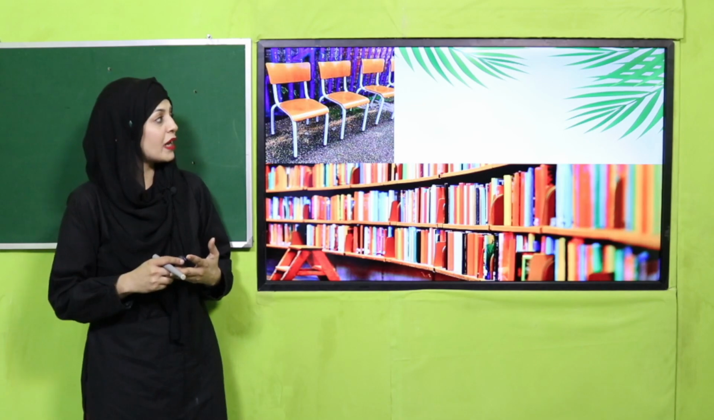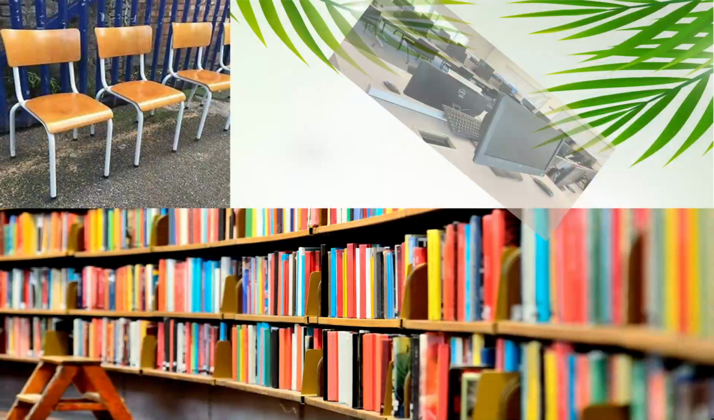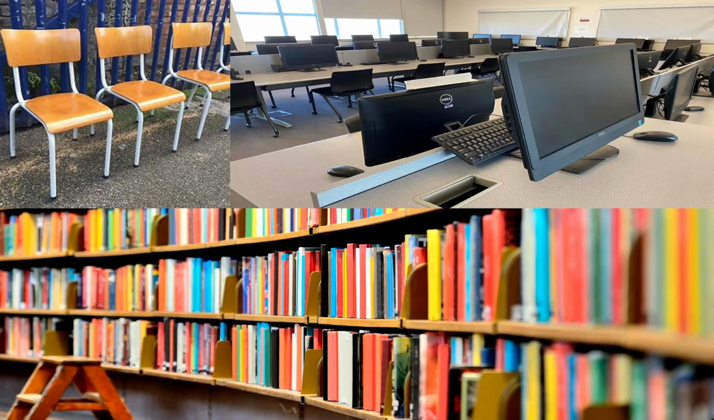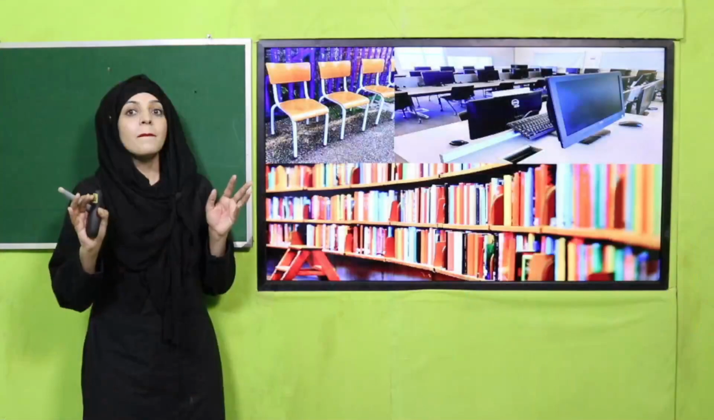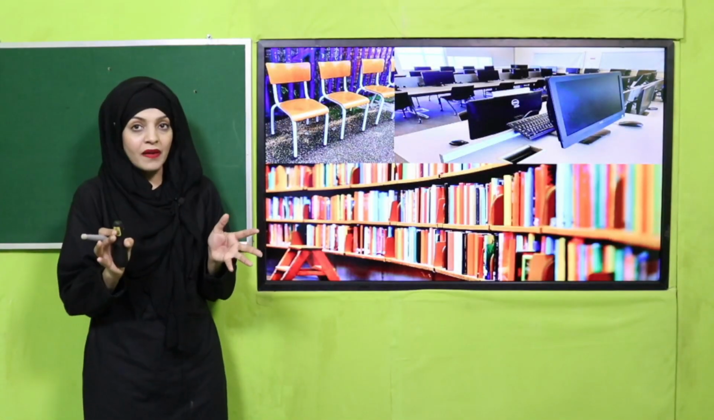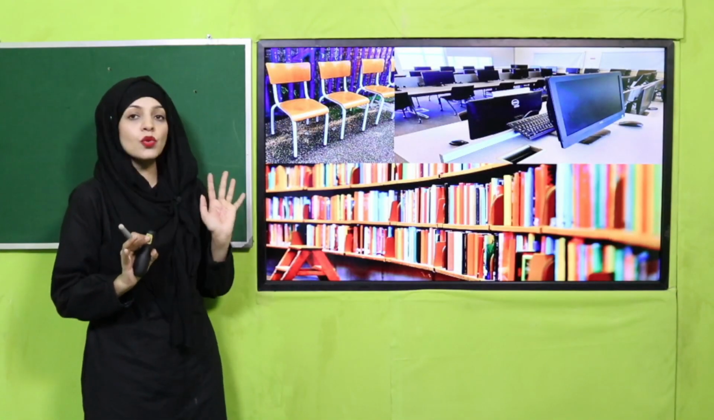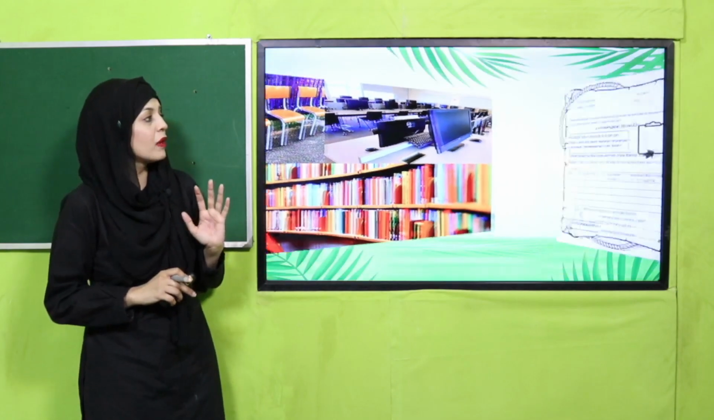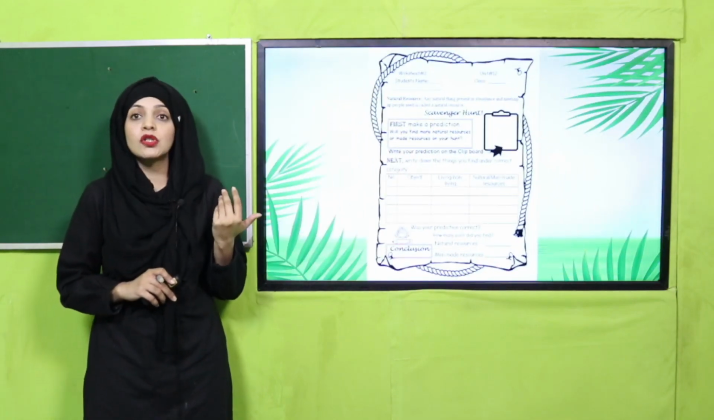Chairs, man-made, non-living things. Then I moved towards the computer lab and I saw a lot of computers, chairs and tables. All are man-made, non-living things. Is that clear? Now my tour ends here and I will move forward towards the worksheet.